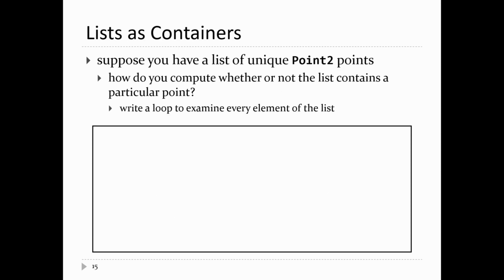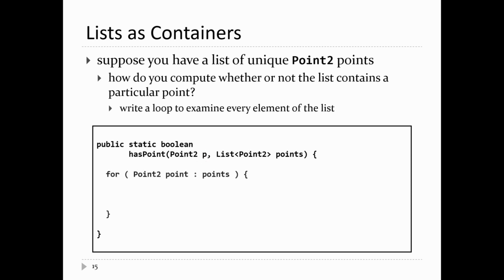To understand why this is happening, you have to understand how searching works. Suppose you have a list of Point2 objects. If you wanted to know whether this list contains a point, you would probably just call the contains method on the list. If you didn't know that contains existed, though, you would write a loop. So you would write a method that looks something like this. I would like to know, does the list called points have a point p inside the list, true or false?